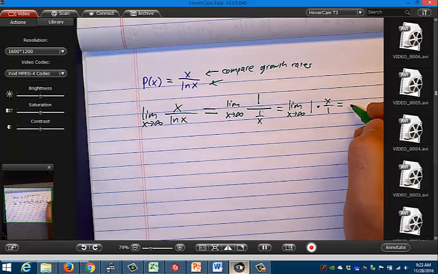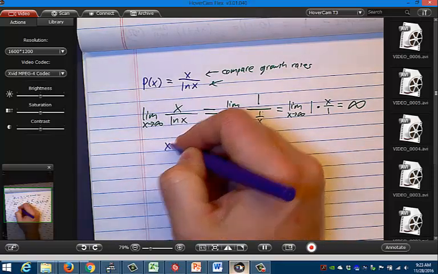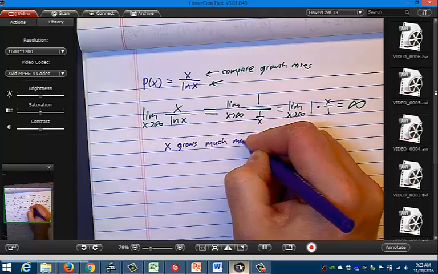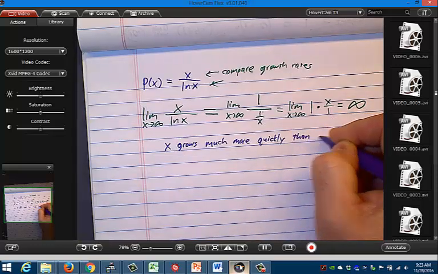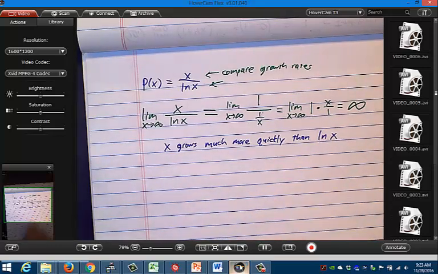And what does that mean? It means two things. Number one, it means x grows much more quickly than ln x. The growth rate is much stronger. But number two, it also means that there are infinitely many prime numbers. So if you believe that that function tells you about the number of prime numbers, there are infinitely many. Did you guys know that fact?